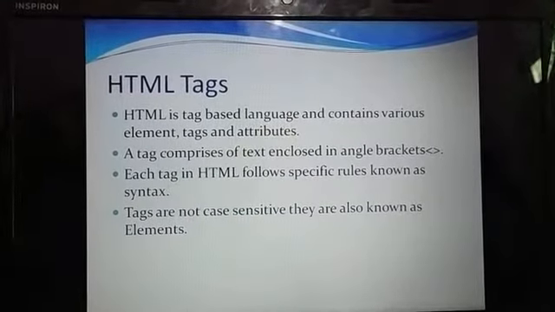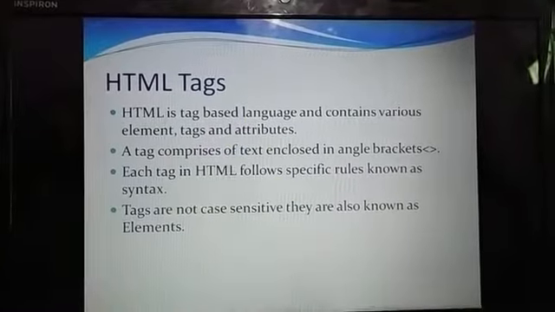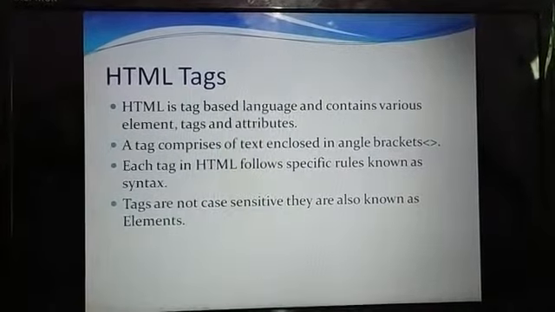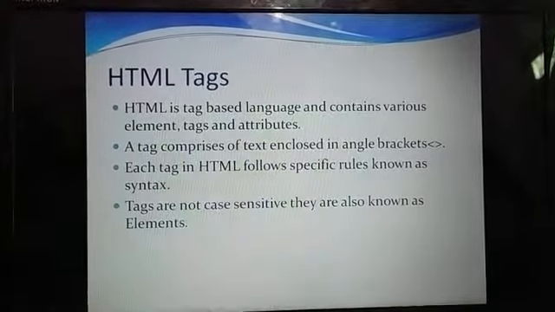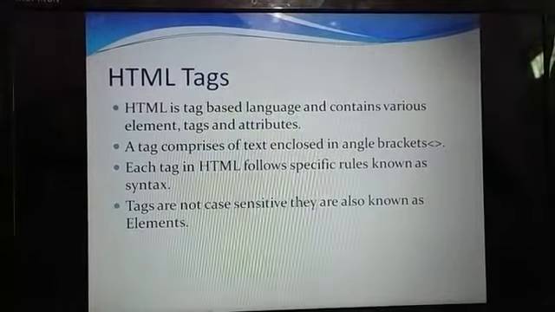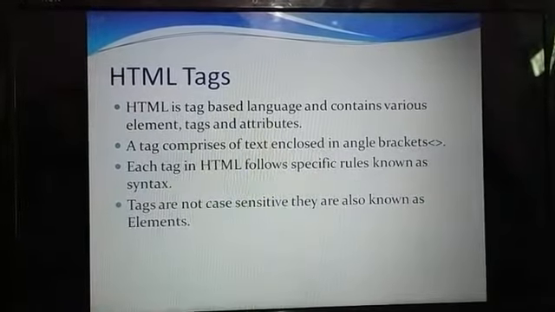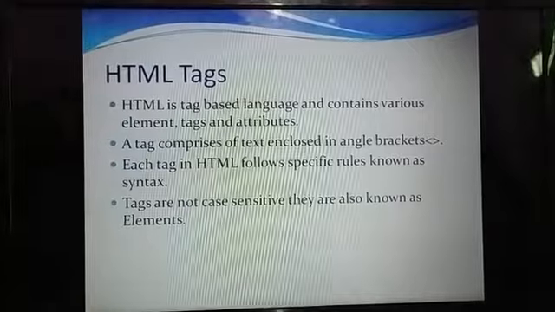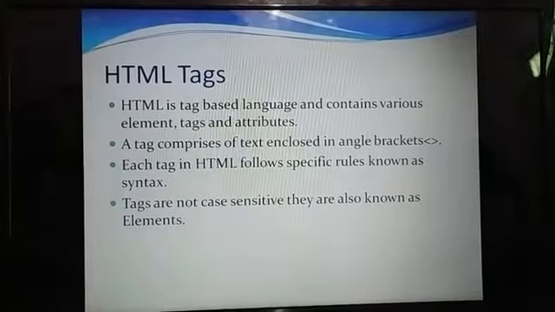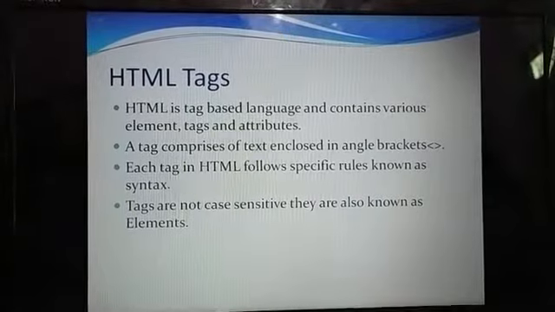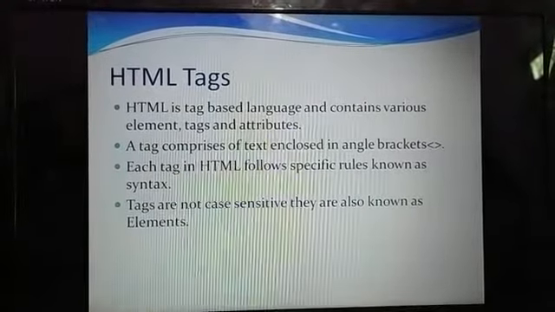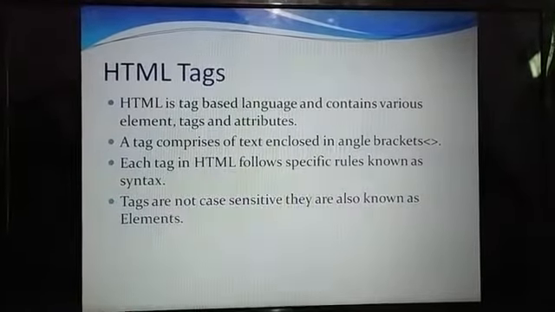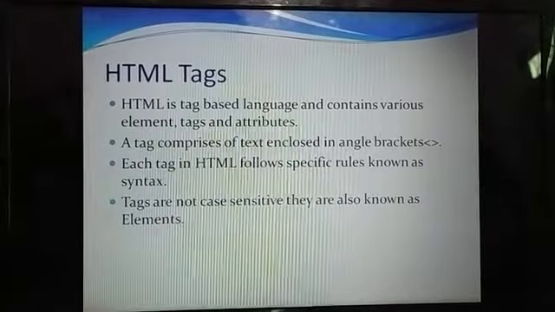Now we will learn HTML tags. HTML, that is hypertext markup language, is made using tags. HTML is a tag based language and contains various elements, tags and attributes. It contains three things: tags, elements and attributes. A tag is a text enclosed in an angle bracket. Like I have shown you in the example, there is an angle bracket before writing the HTML and after also. Each tag in HTML follows specific rules that is known as a syntax.